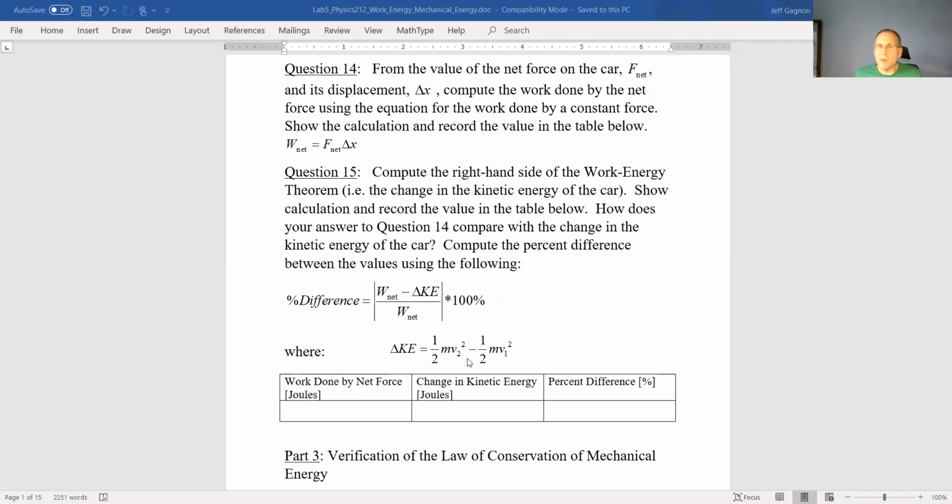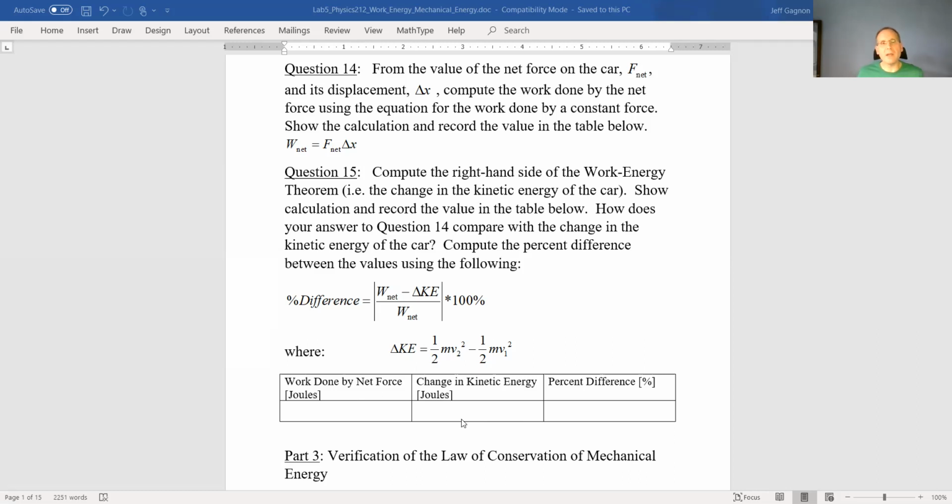Then, since we know the final velocity, calling it v2 here, we know the mass, and we know the initial velocity, right? It starts at rest, so it's 0. So you can compute the change in kinetic energy. That value will go here. Make sure you show me these calculations for the net work and the change in kinetic energy.